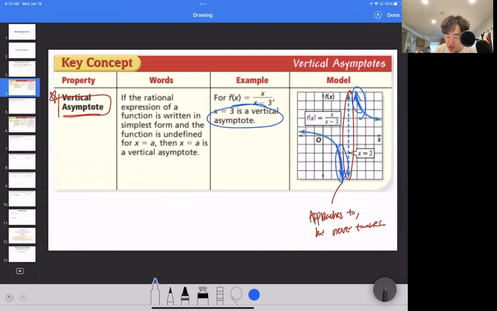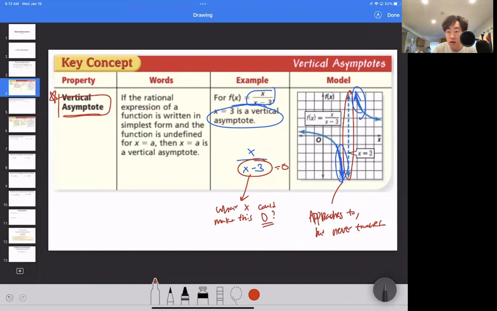Why? Because for this example, x over x minus 3, how do we determine a vertical asymptote? You just have to look at the denominator and ask, what x could make this 0? That is the question you want to ask yourself. So you set the denominator equal to 0 and solve for x. That's all you have to do, and then you will find a very nice vertical asymptote and be on your way.